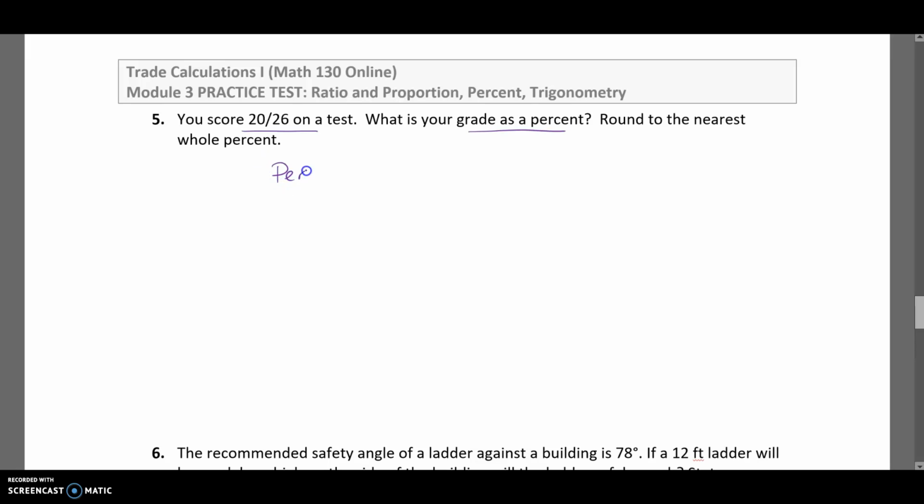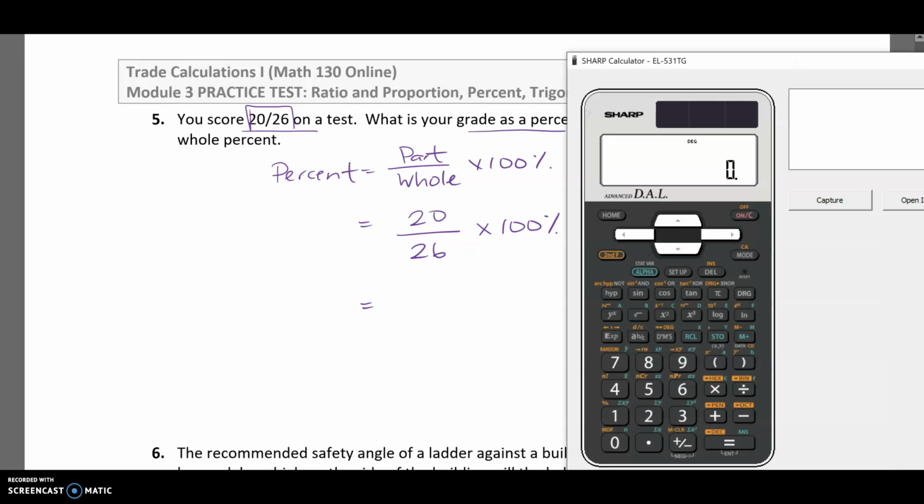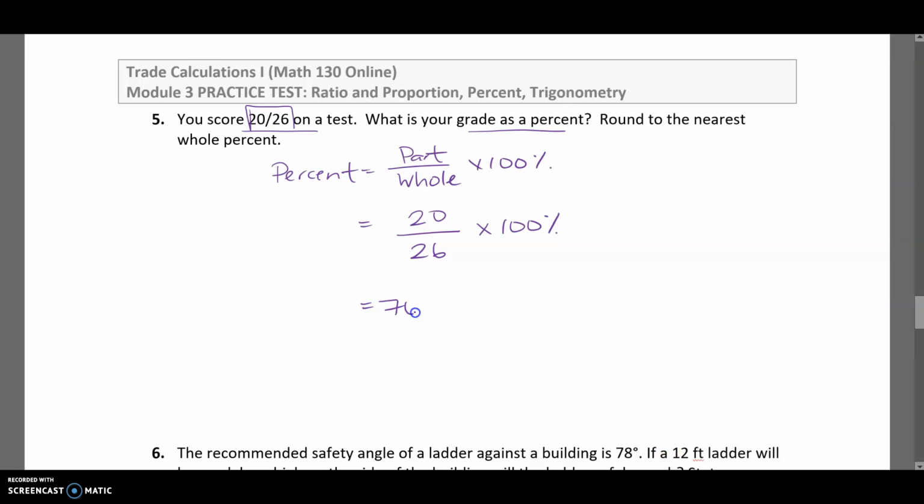From your formula sheet, you know that percent is equal to the part over the whole, and then we multiply by 100%. In this case, we're given the information here. We scored 20 points out of a total of 26 points on the test, so part over whole times 100%. On your calculator, 20 divided by 26 times 100 is 76.92, or to the nearest whole percent, 77%. So the score on the test was 77%.